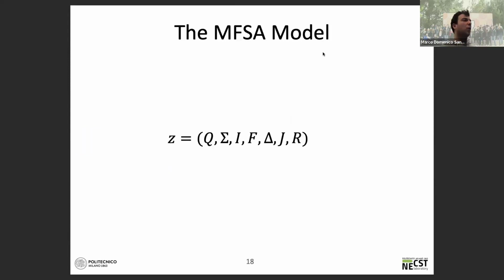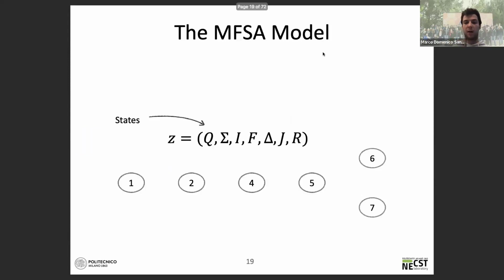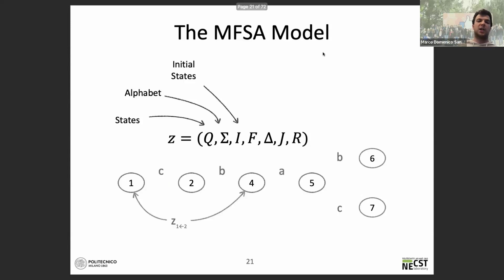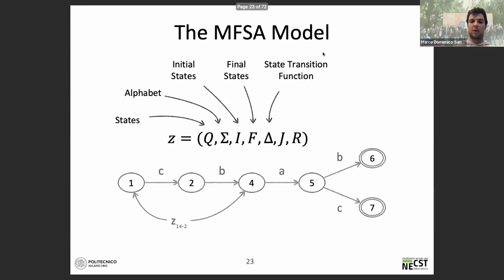So coming back to what composes the model: as in the classical finite state automaton, we have the states and the alphabet, which represents which characters we can analyze. Then we have the initial states, which in this case are the initial states of each regular expression that we want to recognize. Then we have the final states, representing when a match occurs, when we reach those final states.